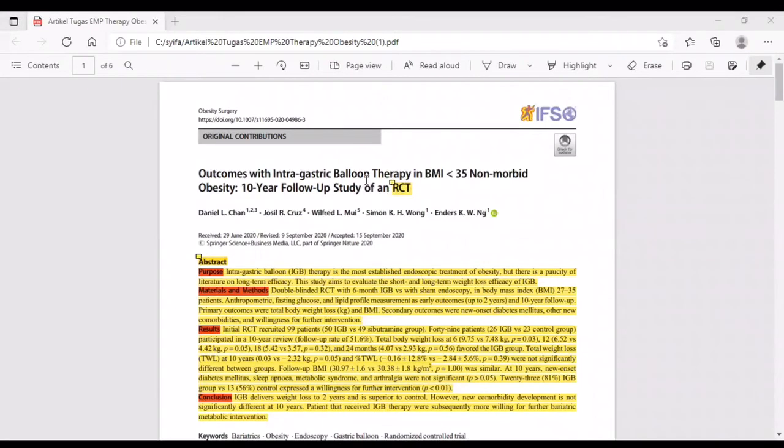Okay, let's get started. In the Consort checklist, there are 25 points. The topics that we identify are title and abstract, introduction, methods, result, discussion, and other information. The title of this article is Outcome with Intragastric Balloon Therapy in BMI less than 35 Non-Morbid Obesity in 10-year Follow-up Study of an RCT. In this article, we will identify by paragraph because not all articles contain all 25 checklists.